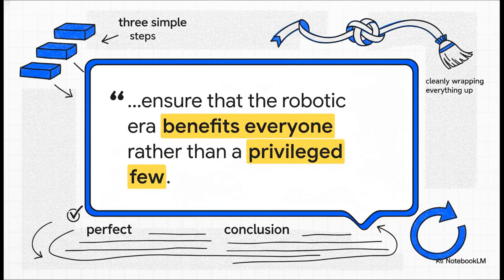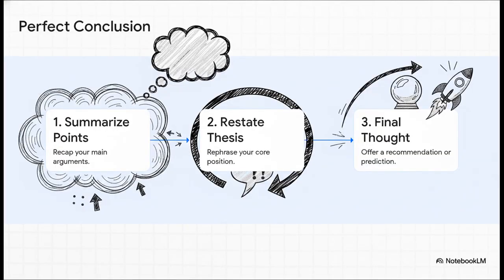The most important thing to notice is that it doesn't bring in any new ideas. Its only job is to wrap everything up neatly. And it does that in 3 easy steps. So what are those steps? First, you quickly summarize the main points from your body paragraphs. Second, you restate your main position, your thesis, just using different words. And finally, you can give a final thought, maybe a prediction or a little piece of advice.